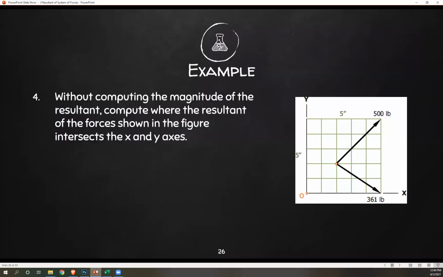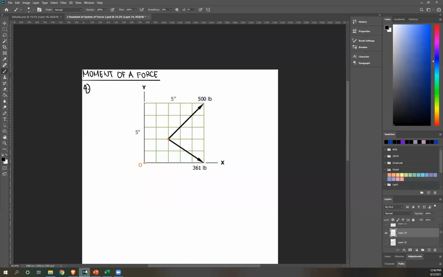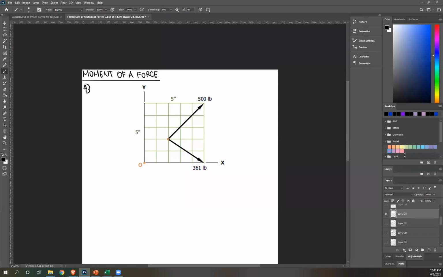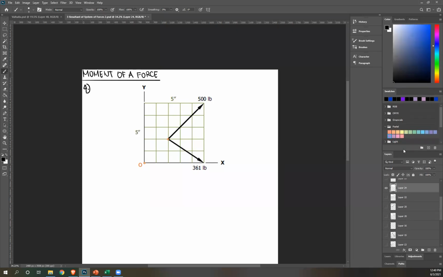Okay, number 4. Without computing the magnitude of the resultant, compute where the resultant of the forces shown in the figure intersects the x and y axis. Okay, we're given a restriction. We're not allowed to solve for our resultant, and then we're just looking for x and y intercepts. How do we do that? We've solved for something similar before, right? We're looking for the x and y intercept. So let me draw what that looks like first.